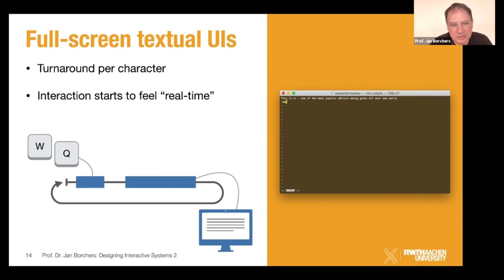This is why the interaction starts to feel real time in this case, because the application receives your character input and immediately reacts to it in its main loop.